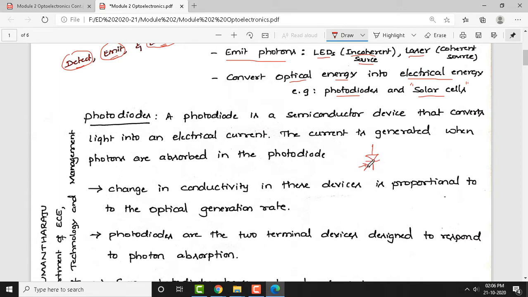It looks like an LED only. Even an LED we represent like this. So a photodiode is a two terminal device which converts light into electrical current. If you make a closed circuit, current flows through this.